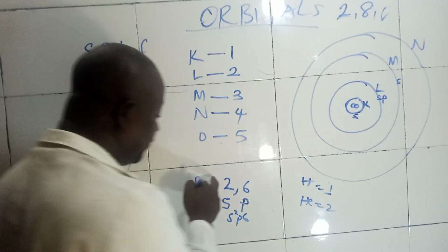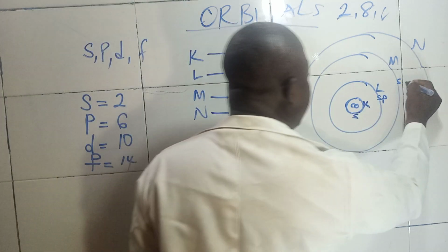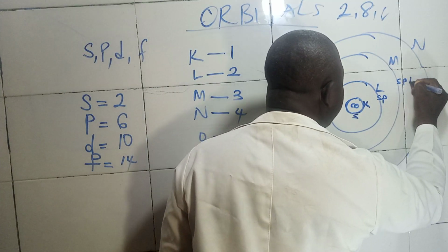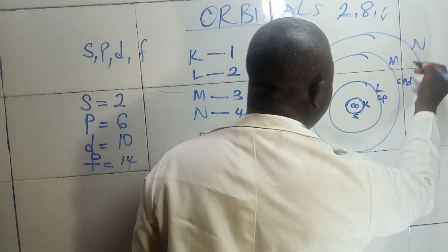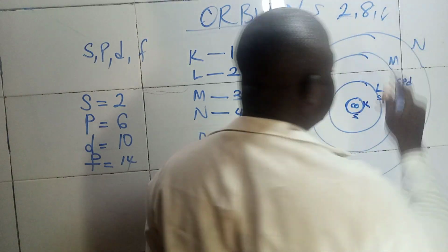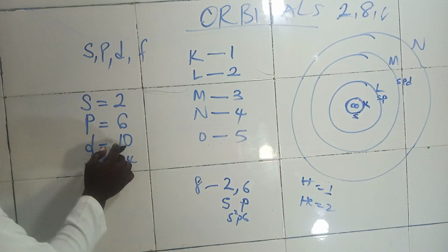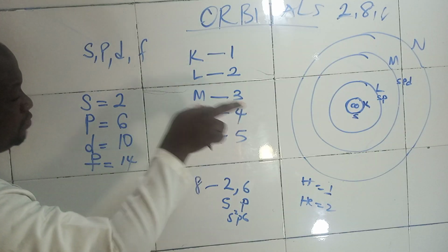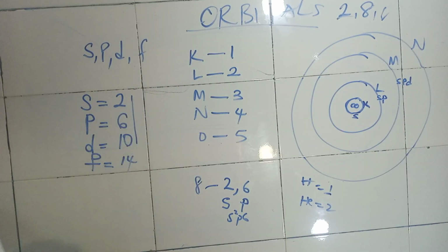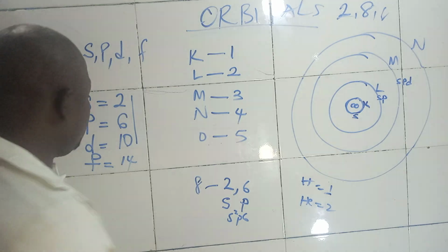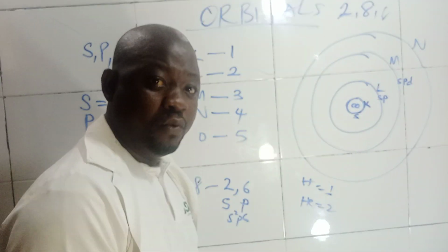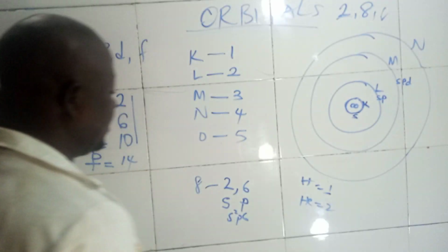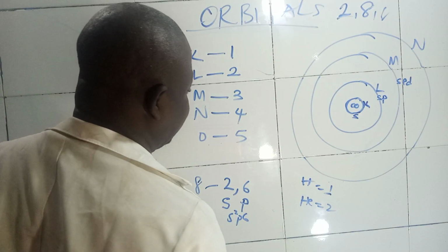The way I've explained this, we are going to have P and we're going to have D, because this one has a maximum of 2, 2, 6, and then what? 10. So what we have here means that your M shell can take up to what? 18. Then from there, you move to your F shell that can take up to what? 14.